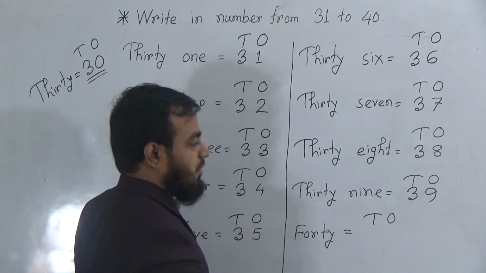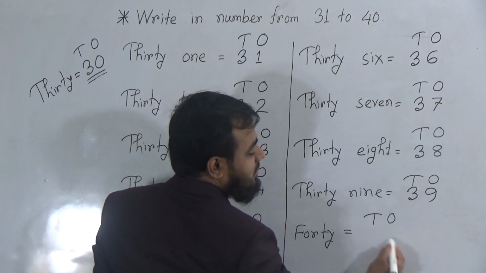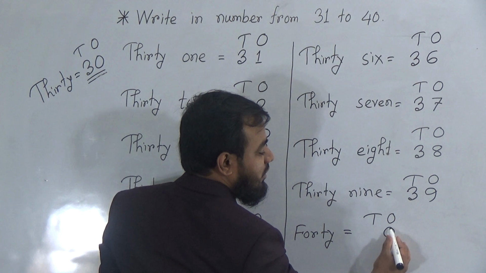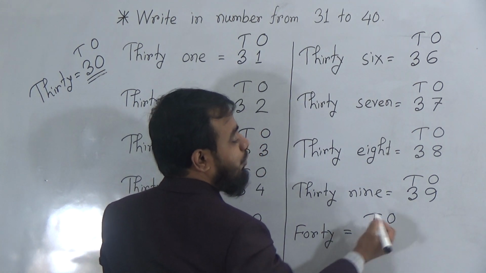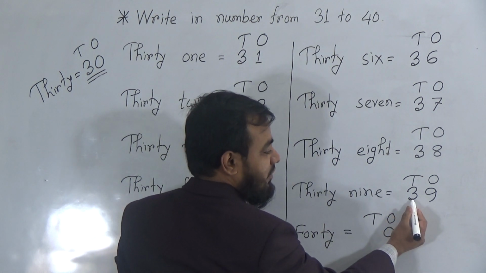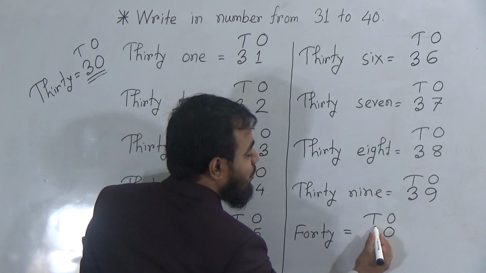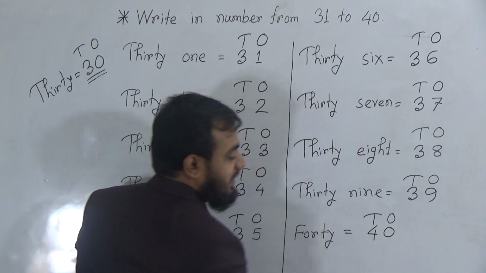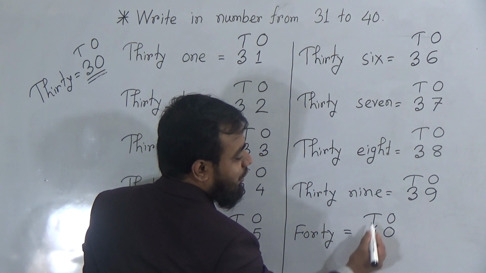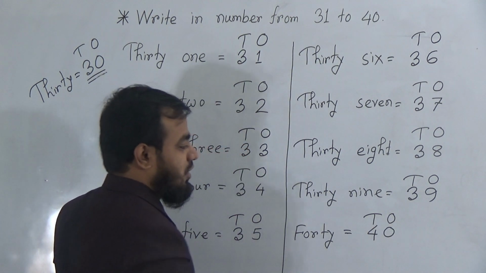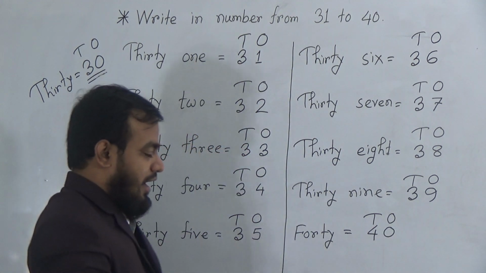After 9 we will take the number 0. That means in the ones position we will write down the digit 0, and the tens position now will increase by 1. We had 3 in 39. In 40 we will write down 4 in the tens position. You can say 4 and 0 make the number 40, or you can say 4 tens and 0 ones make the number 40. Dear students, I think you have understood.